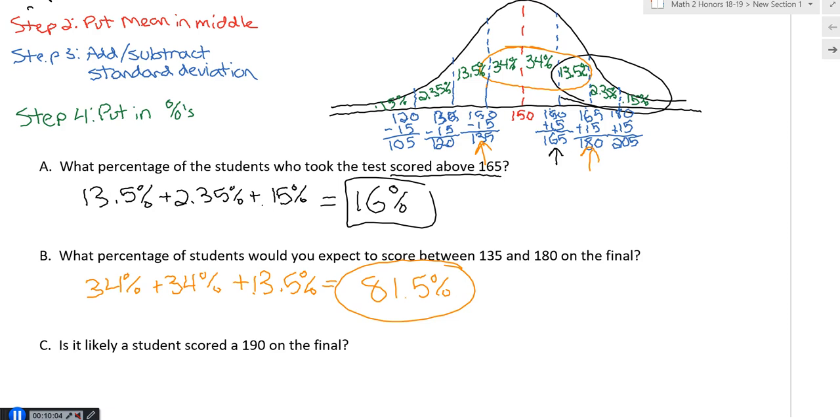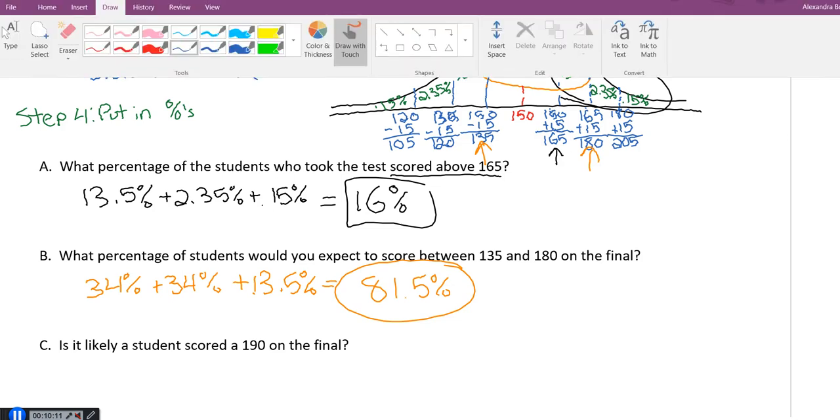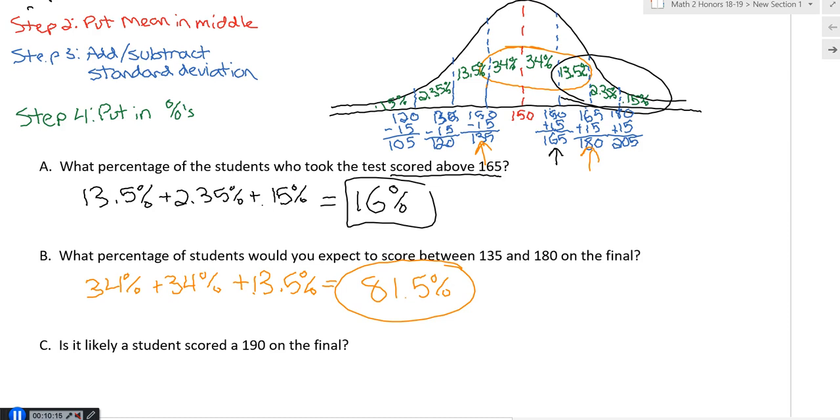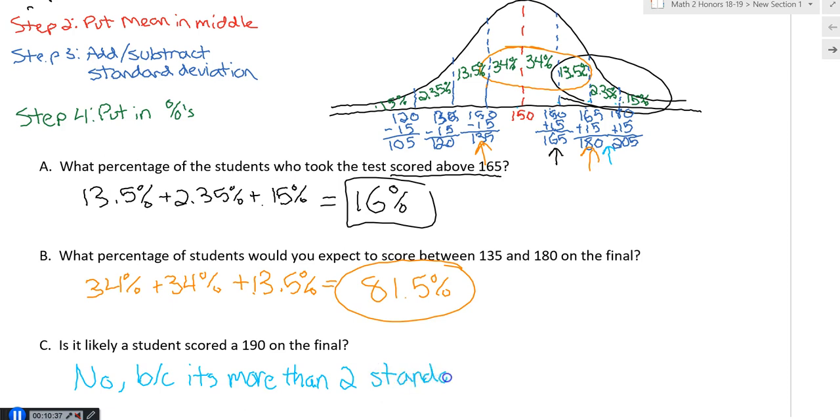C, is it likely a student scored 190 on the final? So this is a slightly different question. For this one, you want to look at where 190 lies. 190 would be about here. So it's 1, 2, more than 2 standard deviations. So we say no. And it's because it's more than 2 standard deviations above the mean. That part of the board doesn't work still. No, because it's more than 2 standard deviations above the mean.